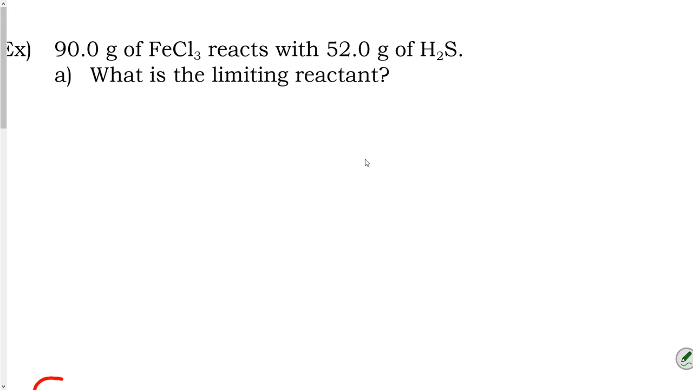Next question. Iron chloride reacts with hydrosulfuric acid. Oh boy. All right. What is the limiting reagent? Connor, your math. Okay, my bad.